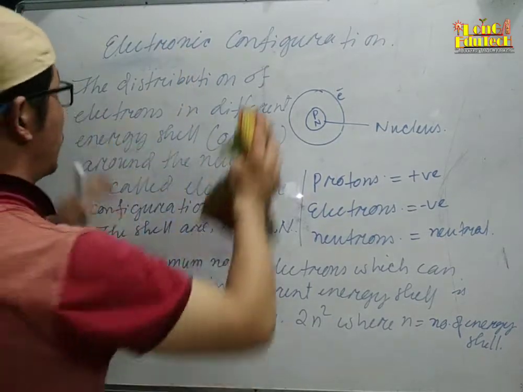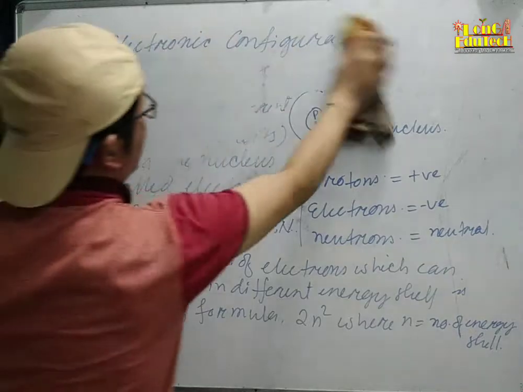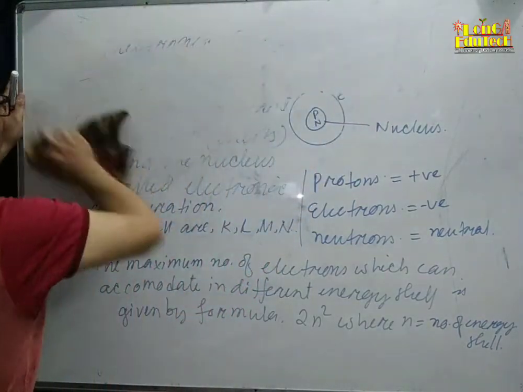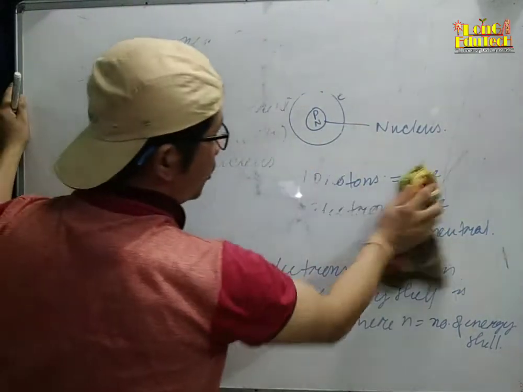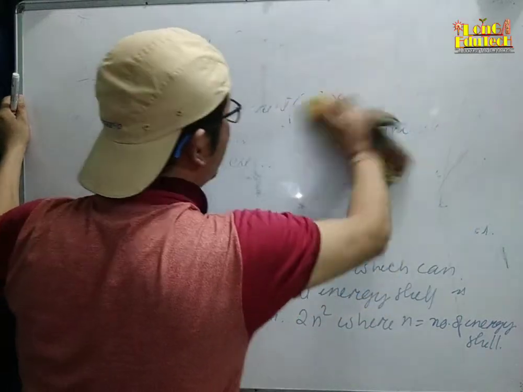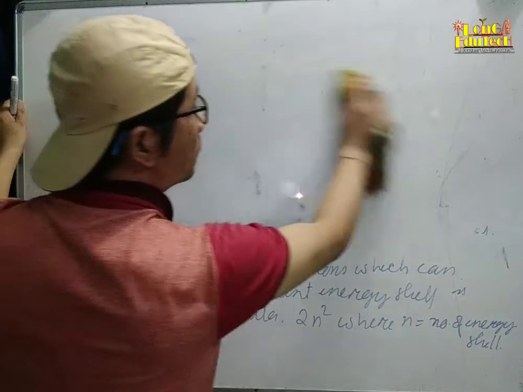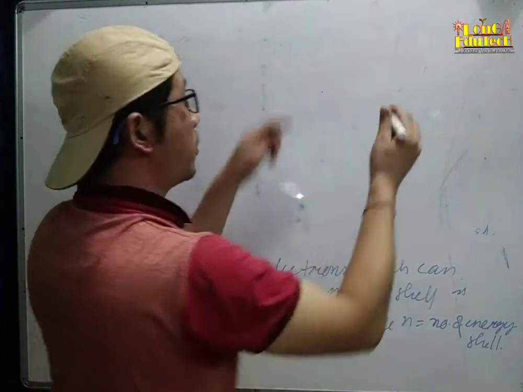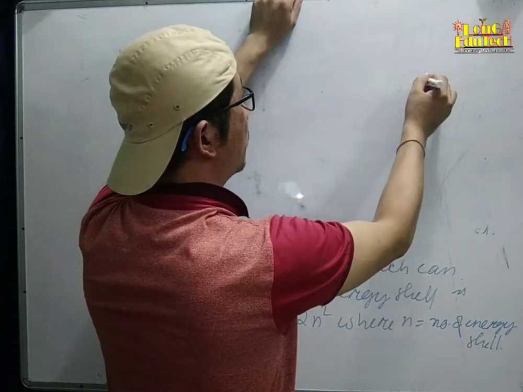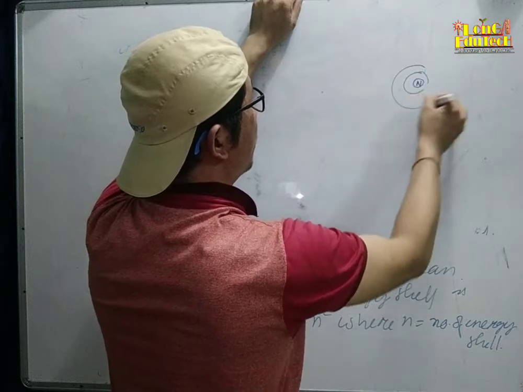This is the electronic configuration and we are going to distribute electrons. To know the valency, we have to know this properly, otherwise it will not be possible for us to understand. As I told you, this is a nucleus, and around it are these different cells.